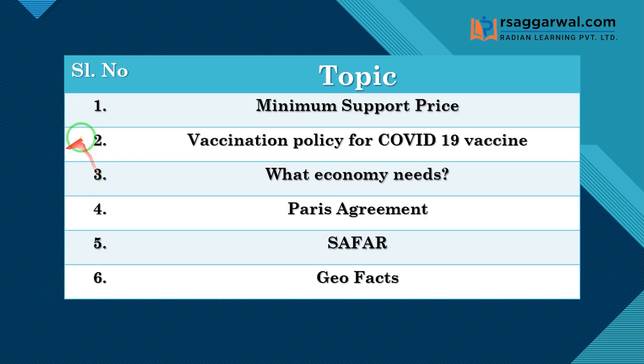First, we'll talk about the importance of minimum support price in the backdrop of the farmers' protests. Then, we'll talk about the need of a vaccination policy for administering the COVID-19 vaccine. Then we'll discuss the editorial which speaks about what the economy needs to be propelled since we've entered a technical recession. Then we'll learn some facets about the Paris Agreement. Then we'll learn about the suffer system. And then we'll end the discussion with some facts related to geography. Let us move on to the first article of the day.